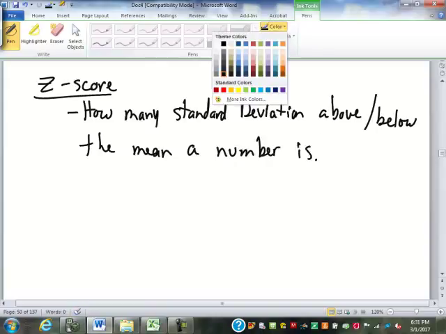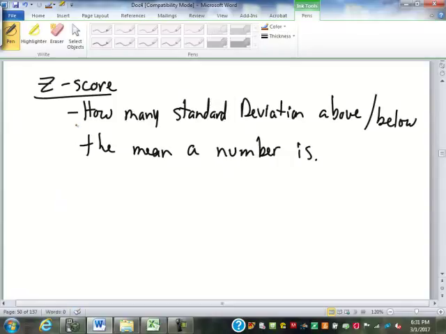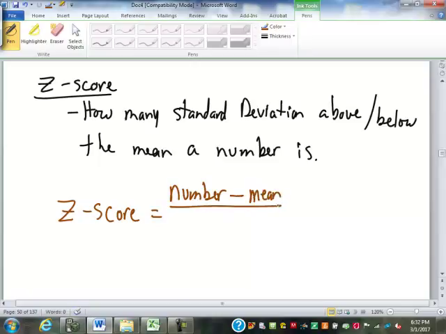So the formula for the z-score is: the z-score is found by taking the number, subtracting the mean, then dividing that difference by the standard deviation.